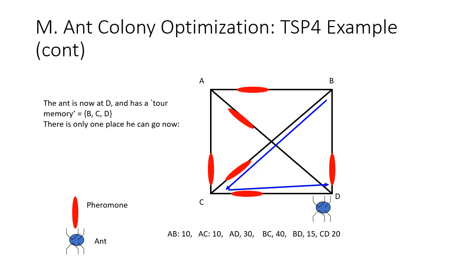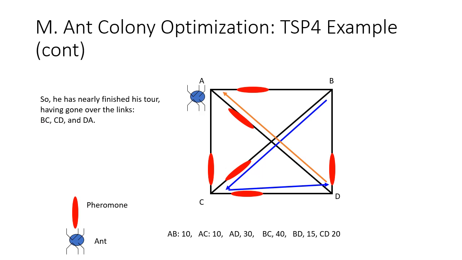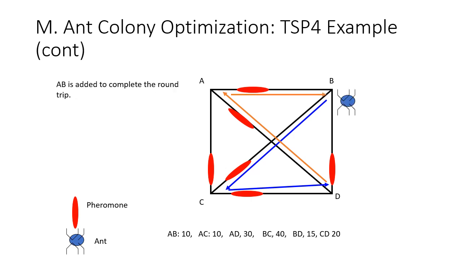Our Ant-Man is now at city D, and the tour memory now includes city B, C, and D, which means there is only one more city that Anthony can go to, and that is city A. He now has to return back to the original city he was first placed on. By going back to city B, Anthony has finished his tour. He went through the links of BC, CD, DA, and AB.